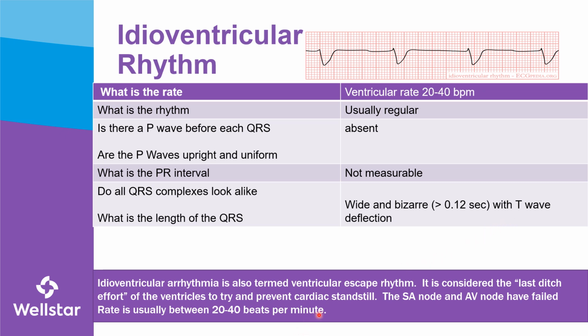Idioventricular rhythm is also termed ventricular escape rhythm. It is considered the last-ditch effort of the ventricle to try and prevent cardiac standstill. The SA node and the AV node have failed. The rate is usually between 20 and 40, so you want to check on your patient, and you want to also confirm that this patient has a pulse.